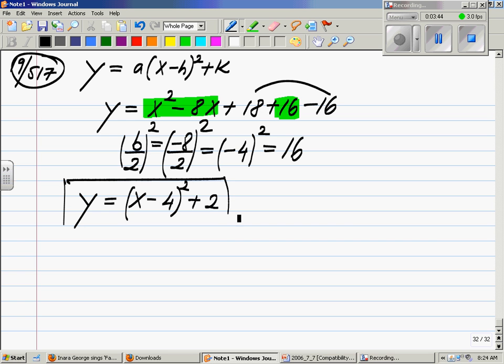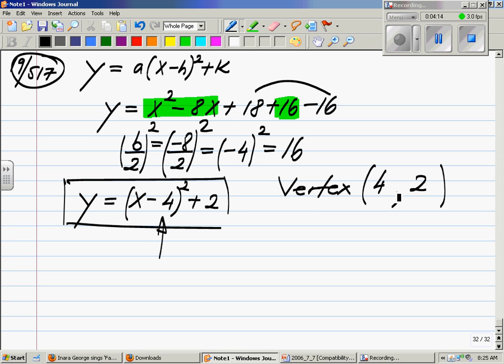And you are done. Now if the problem asks you to state the vertex of this parabola, can somebody tell me what the vertex will be? Raise your hand. Alright, well, we heard you. It's good to raise your hand, right? So the vertex will be h is 4 and k is 2. So be careful.